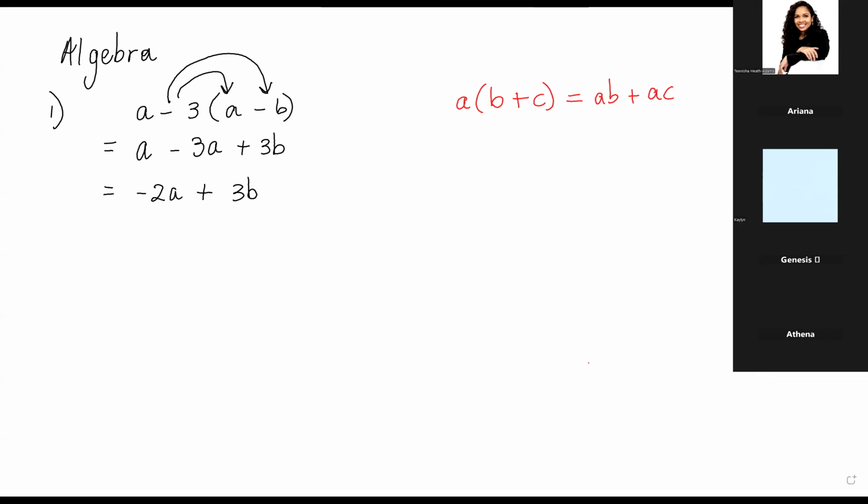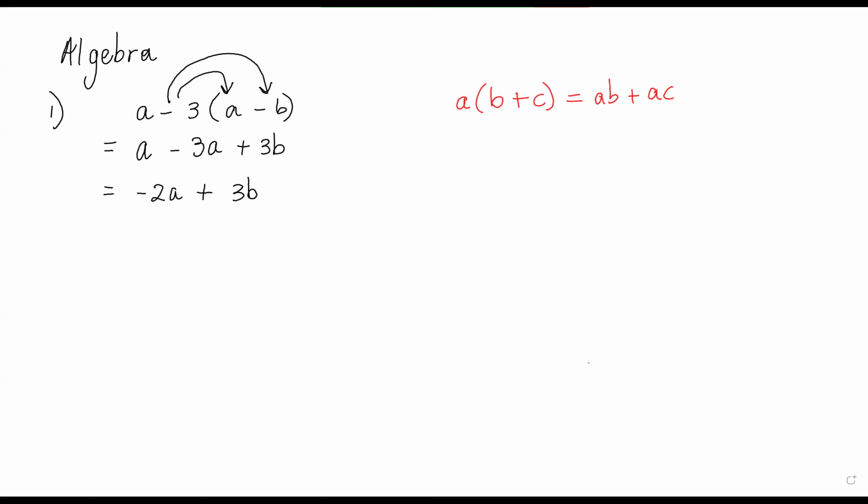The main thing about using the distributive law to remove the brackets is that you have to be careful with those signs. The signs is the most difficult part, I would say. That's the part that would give you the most trouble, right?